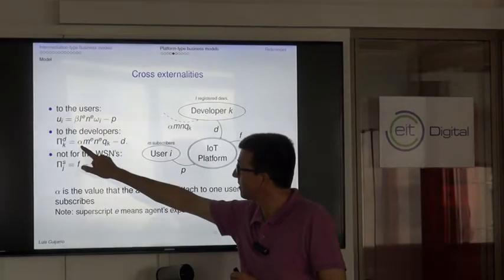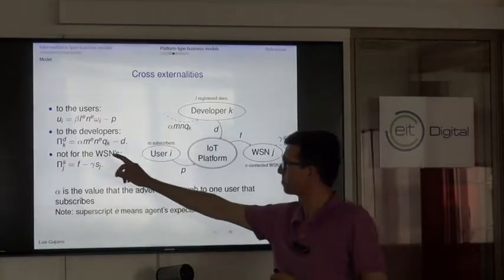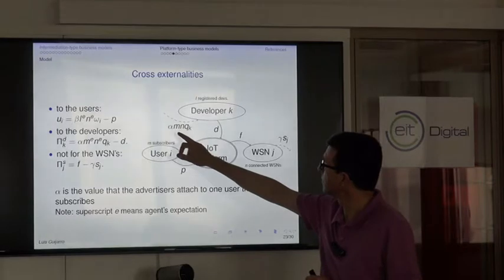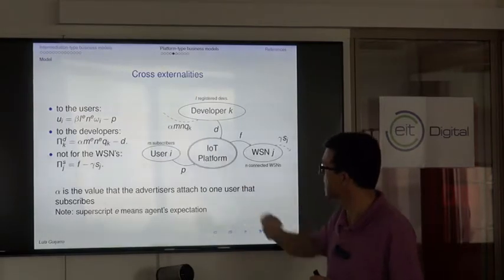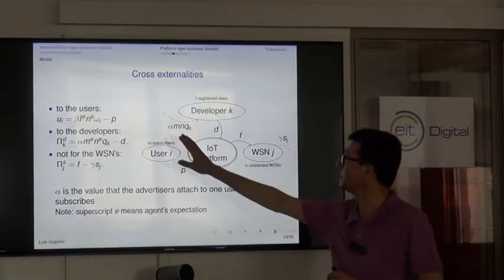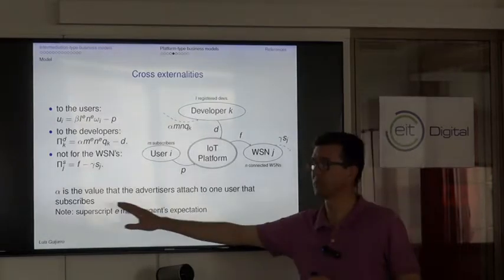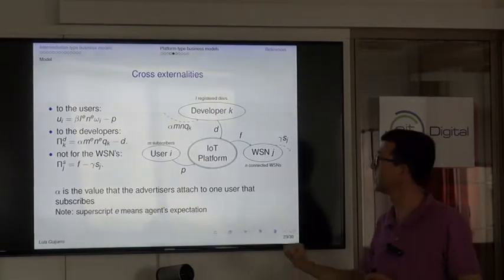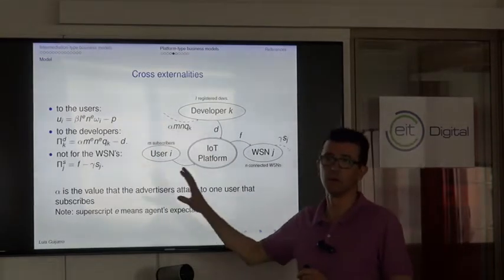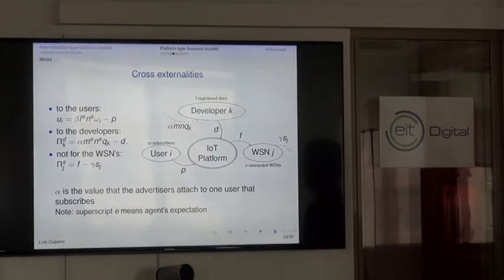And again, this alpha, which will be the most interesting parameter, can be interpreted, if we focus on here, as the value that the advertisers, who are the ones paying the developers, attach to one user that subscribed. So the higher alpha is, the more valuable one user will be for the advertiser.